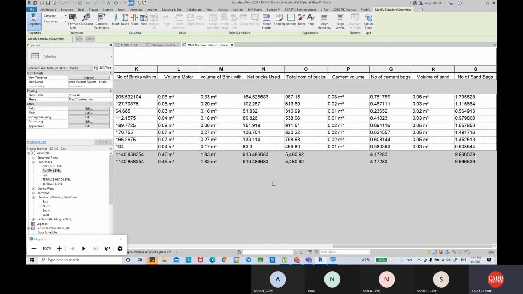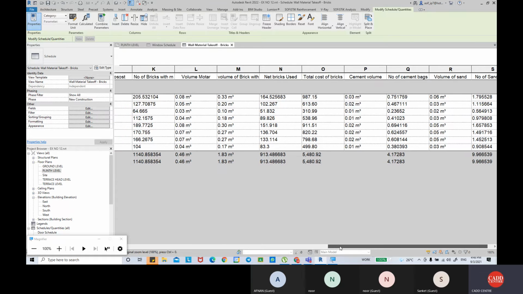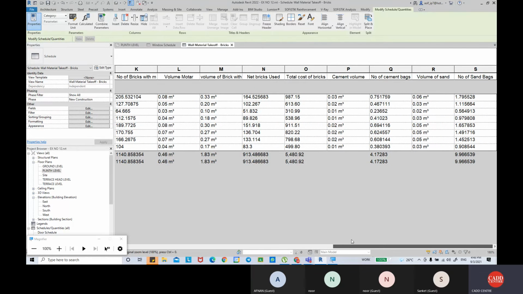So this is how you can take off the quantity of bricks, including the mortar, and including finding the cement bags and sandbags. Now you can add a cell for the cost of cement and sand bags also. Suppose cement costs around 450 bucks per 50 kg bag, then you multiply by the number of cement bags and you get the answer. But I'll leave that here because the rate would be constantly changing. When we are using Revit, we will not give the rate for cement and sand.